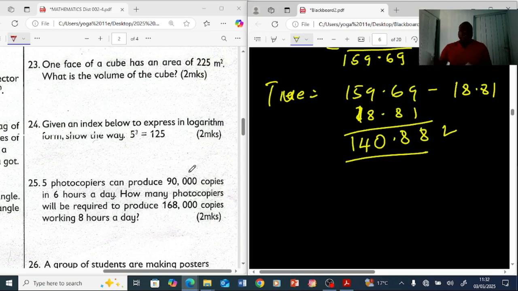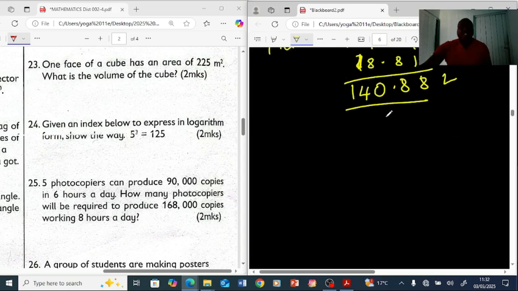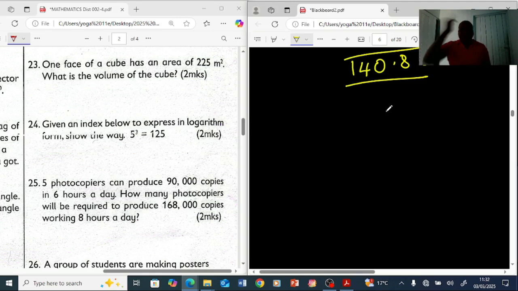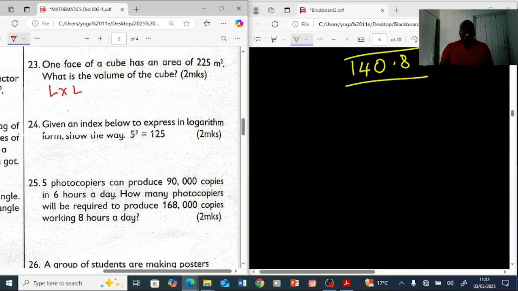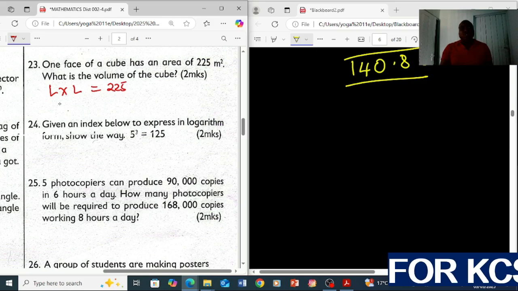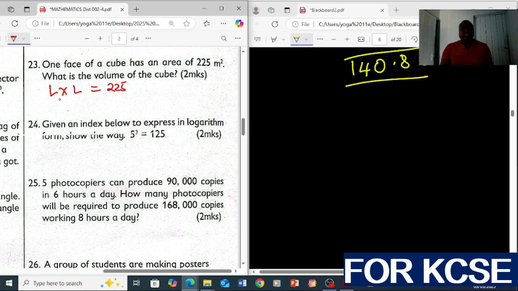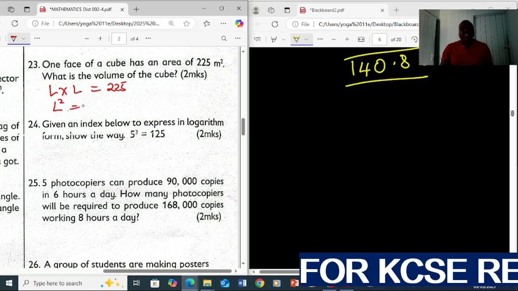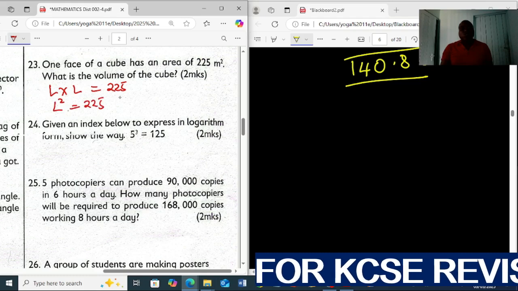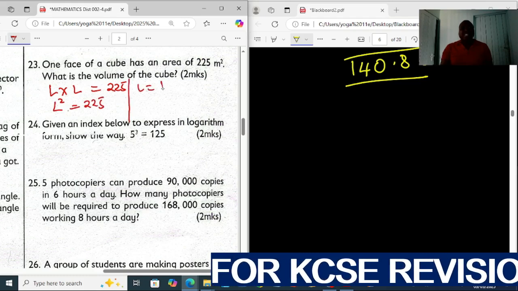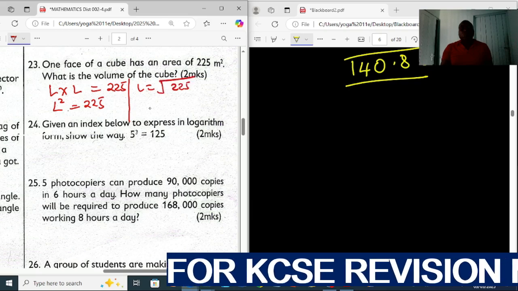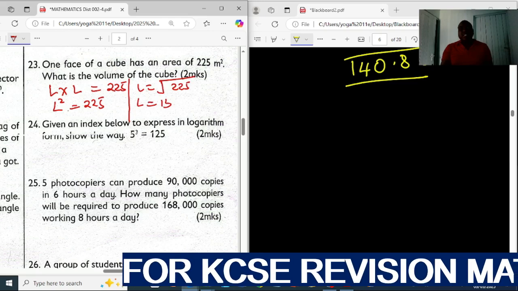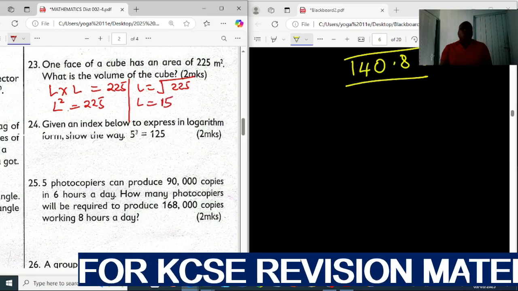One face of a cube has an area of 225. What is the volume of the cube? So remember, the area of a face of a cube is a length times a length. So it means L squared is equal to 225, meaning that L is equal to the square root of 225, and you know L is equal to 15. So one side is 15.